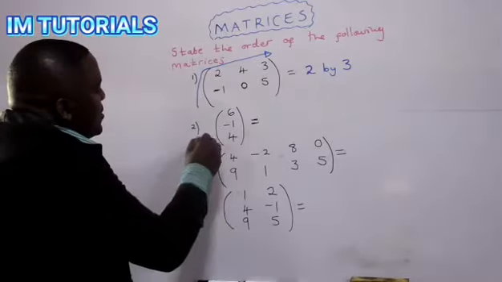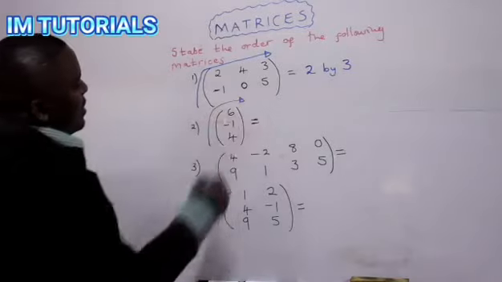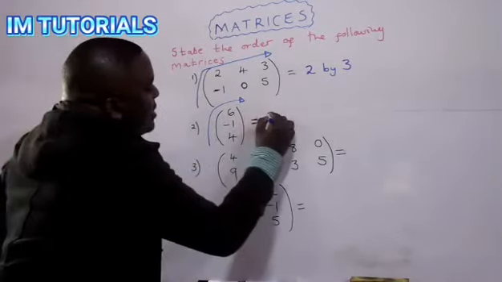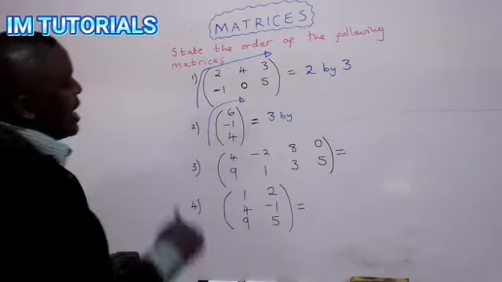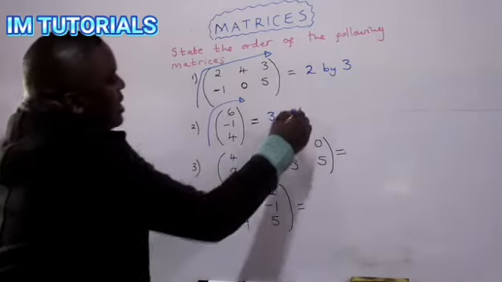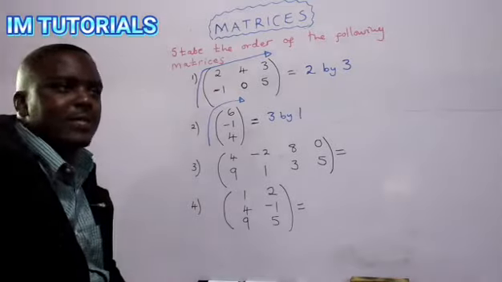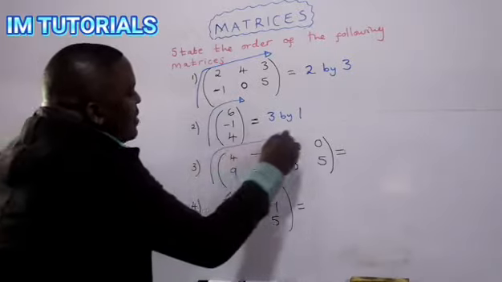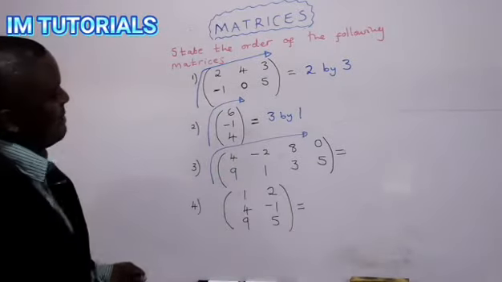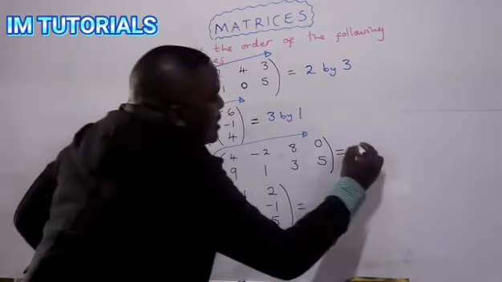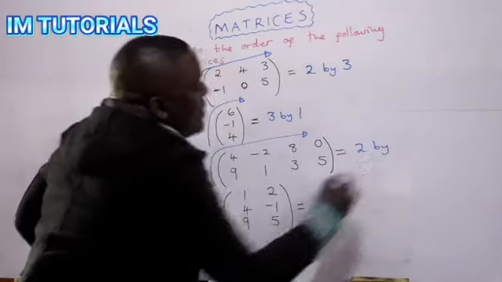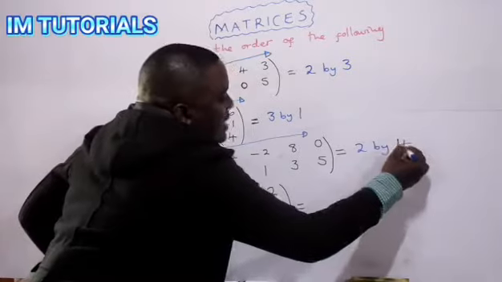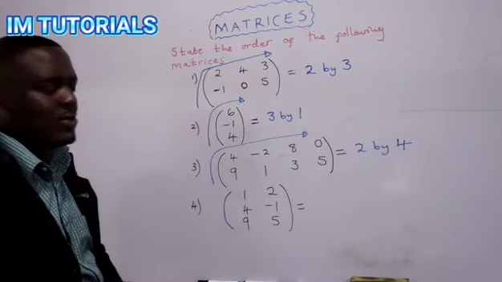Then we move on to this one. We start here. We have got 3 numbers upwards, but we have got 1 number on your right side. So this is a 3 by 1 matrix. Then we move on to question number 3. We use the same trick here. 2 numbers upwards, so you write 2. How many numbers to your right? 1, 2, 3, 4. So this matrix is a 2 by 4 matrix.